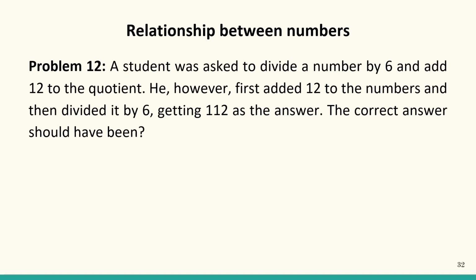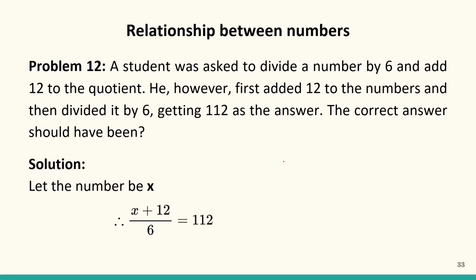A student was asked to divide a number by 6 and then add 12 to the quotient. First divide by 6 and then add 12 to the quotient. But he didn't do that. What he did was he messed it up, and he added 12 to the number, and then divided it by 6. So he got 112 as the answer. So let's find out what should have been the correct answer. He got the wrong answer.